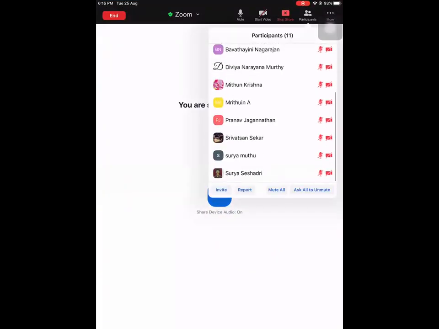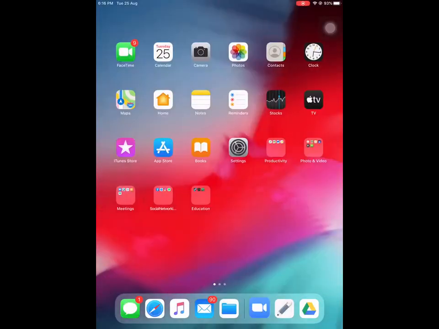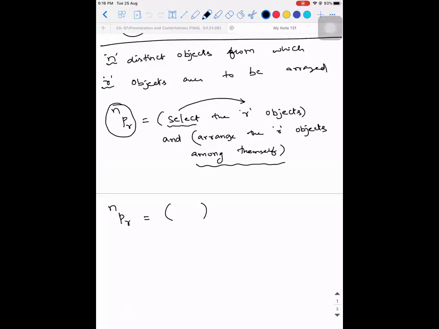Sir, could you repeat the question? I didn't get it. I'm saying you have selected R objects from how much? Okay, let's say there is a lot like this. N, sir. From R objects from N.